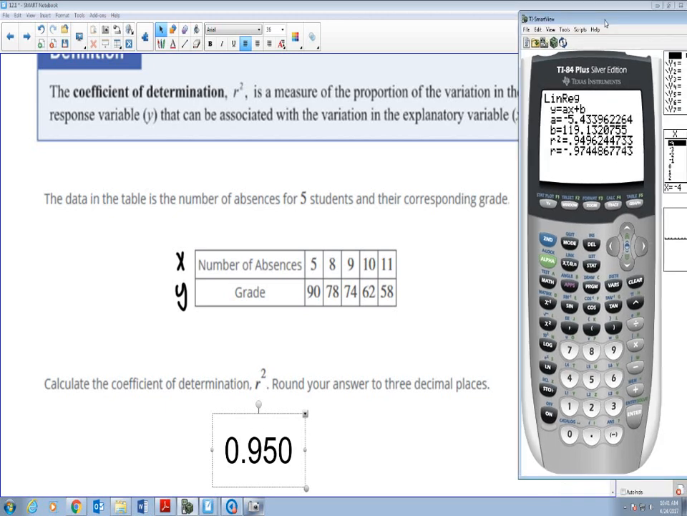So if I go to zoom, press number 9, zoom stat. Here are my 5 data points, going downward. Almost a straight line. Close enough. So what is this line I keep talking about?